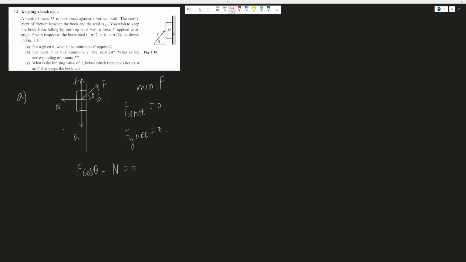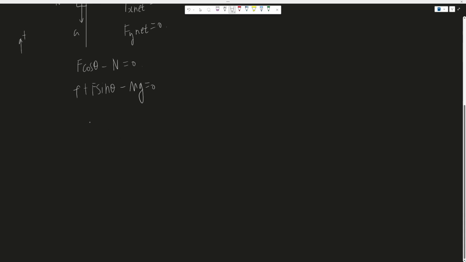And then let's look at the y direction. Let's define upwards to be positive. So we have small f, the friction, plus the vertical component of F, so this component here, F sine theta, minus mg equals 0. And what is g? It's gravity, so it should be just mg. And just to make things a bit neater, let's write it as F cosine theta equals N, f plus F sine theta equals mg.